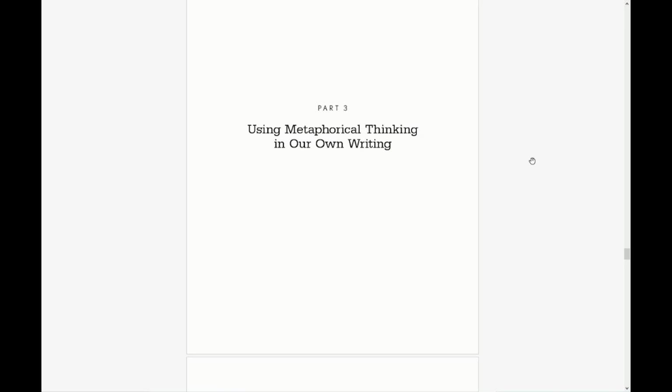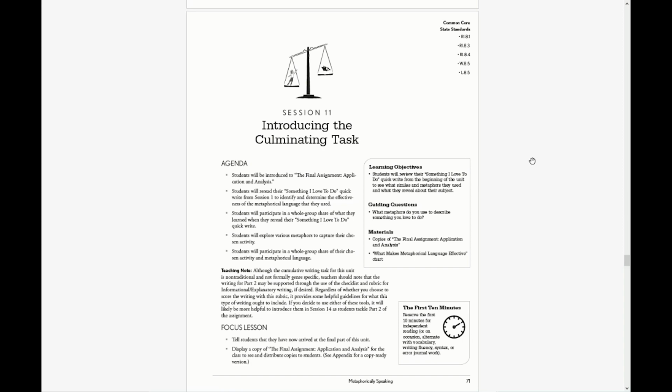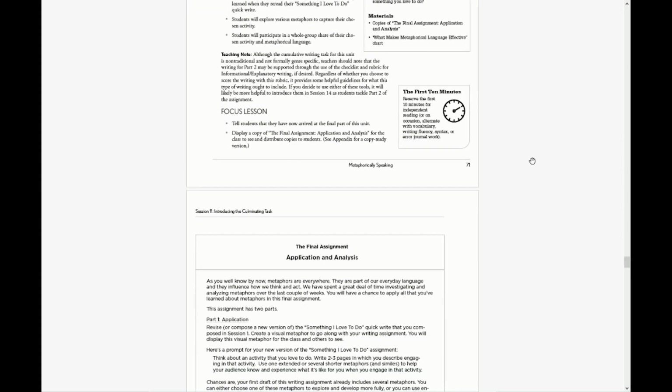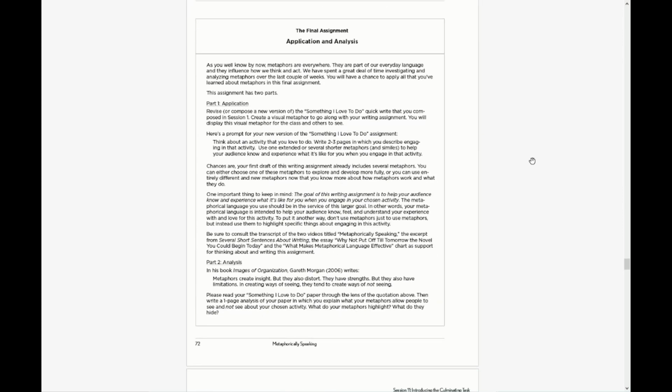students get to return to their own piece of writing. So for the culminating task, we return to the piece of writing they did at the very beginning of the unit, something I love to do. And in this case, they now develop a piece of writing about 2 or 3 pages describing what it feels like to engage in this activity that they love to do. And now they're specifically thinking about metaphors that help convey important things about that activity.